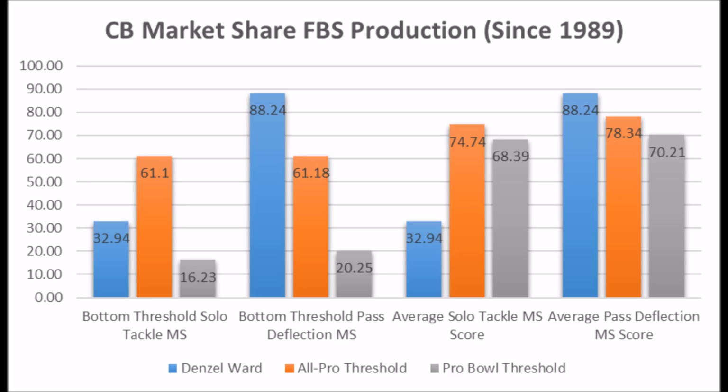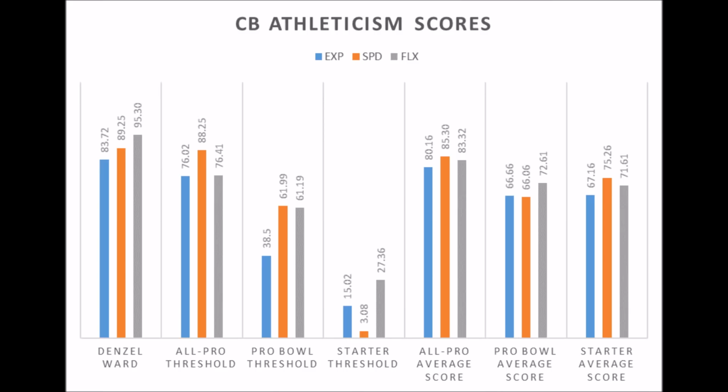Hits at least, there's some Pro Bowl potential here. Definitely is below the average solo tackle score in terms of his solo tackle data, but still strong profile when it comes to pass deflection data. Then he gets his athleticism traits, very strong as well, 83.72 in terms of explosion, 89.25 in terms of speed, and 95.30 in terms of flexibility for his size. Pretty much hits all-pro potential in terms of his athleticism traits, and definitely Pro Bowl potential when you look at all the data.